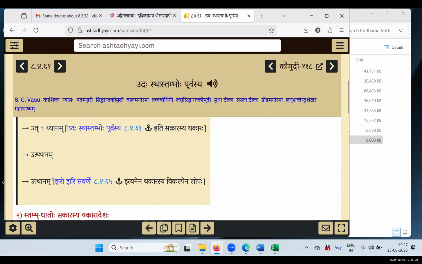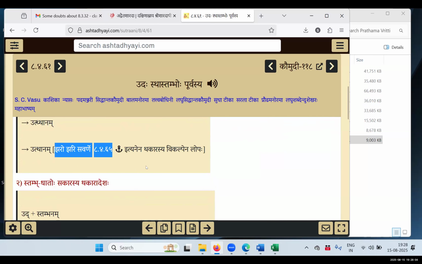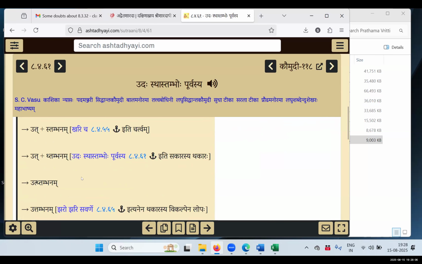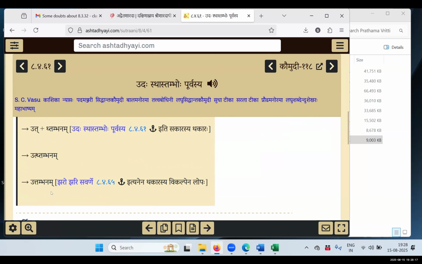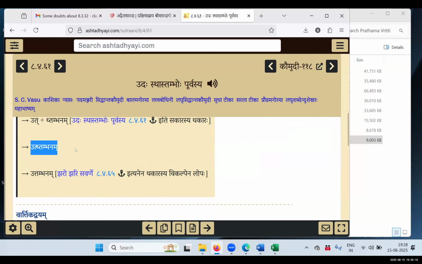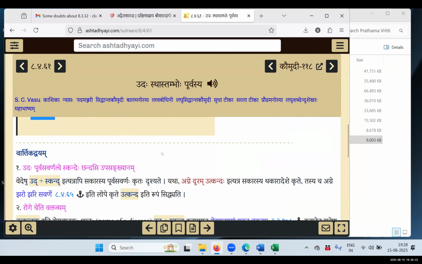This rule we haven't seen so far. We'll see it in a little time. Similarly, Ut Sthambanam will become Ut Thakara. It's very difficult to pronounce this, Thambanam. So you'll end up with Utthambanam. One Thakara goes, so this is optional. One form is this, one form is this. That's also a possibility.